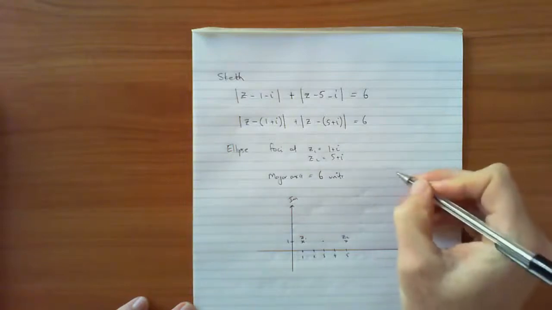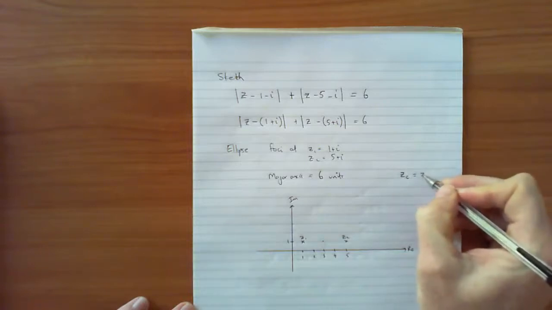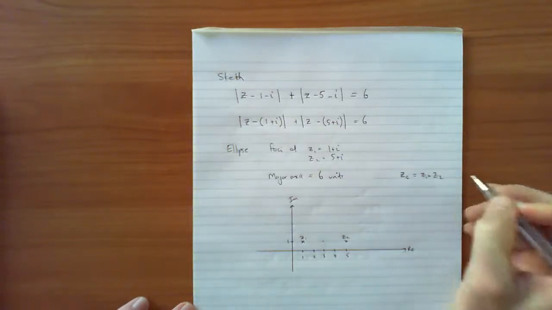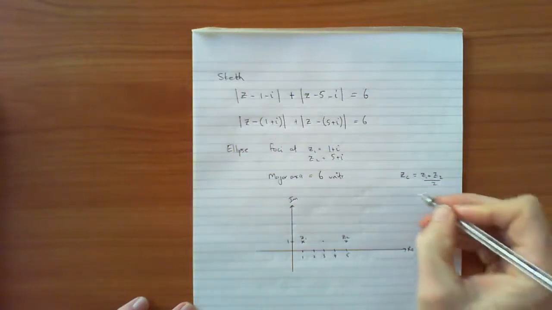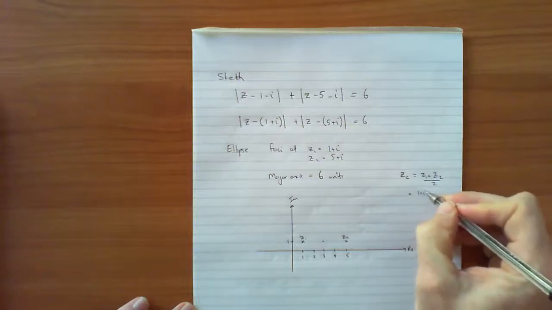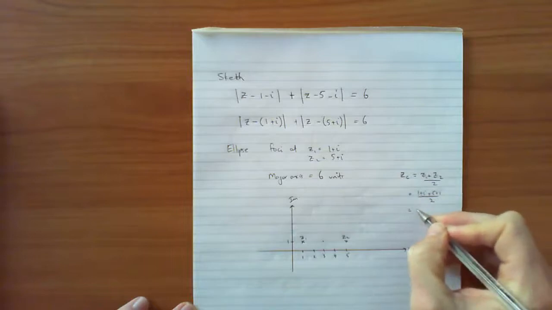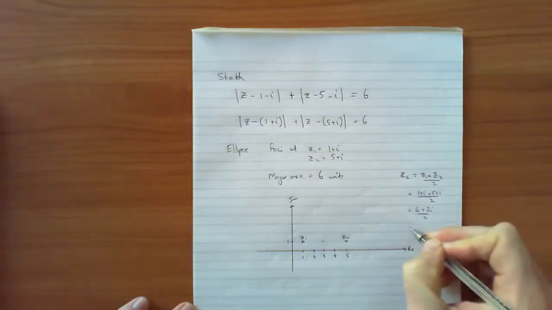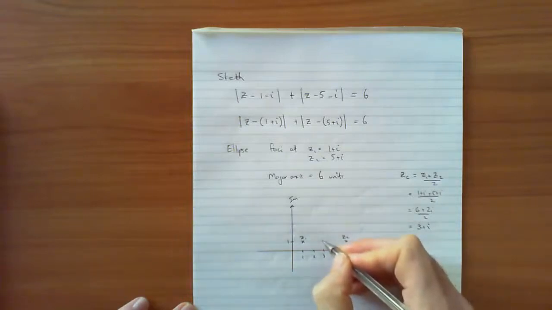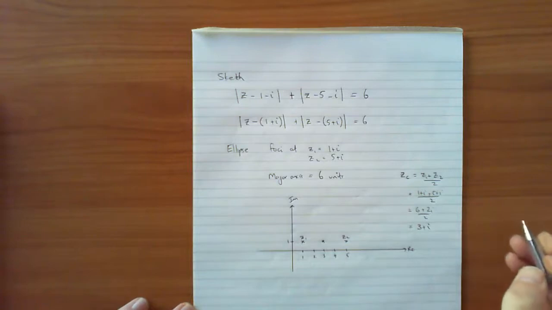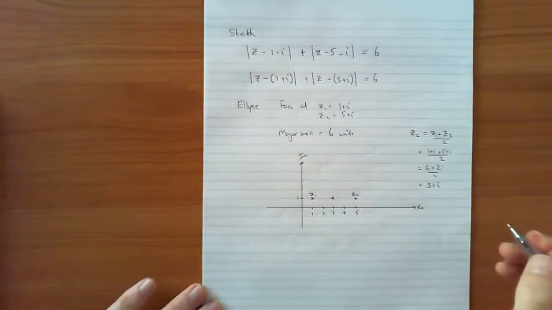If it wasn't so easy to pick for some reason, then you could say ZC, C for centre, is Z1 plus Z2 divided by 2. In other words, average the two foci. If you average them, you'd get 1 plus i plus 5 plus i divided by 2, which would be 1 plus 5 is 6, plus 2i over 2, which would be 3 plus i, which is exactly what we knew it would be anyway. Okay, so you can just do it by inspection, just looking at your graph.